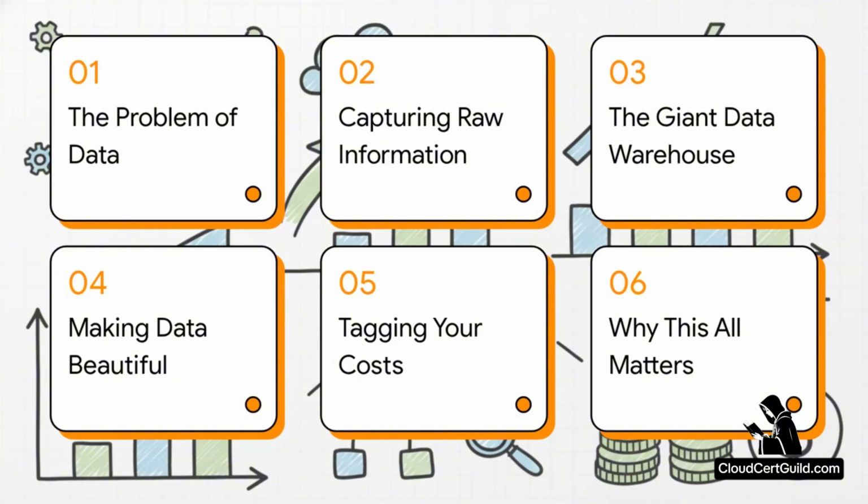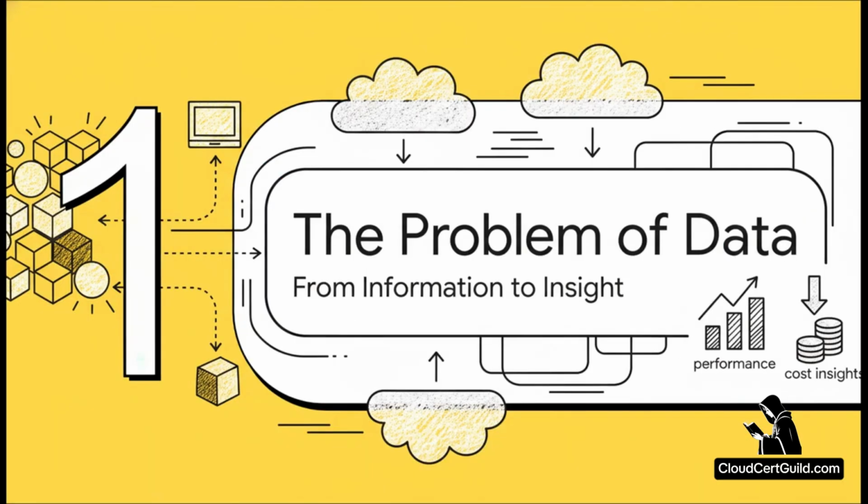All right, so here's our plan. We'll start with what we're calling the problem of data. Then we'll look at how we capture all that raw info and get it organized in a giant data warehouse. After that, it's all about making it look good, making data beautiful. We'll also need to figure out how to tag your costs so we know where the money's going. And finally, we'll wrap it all up and see why this all matters. First up, the problem of data.